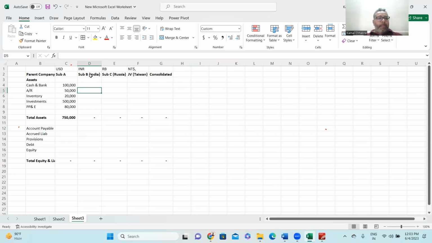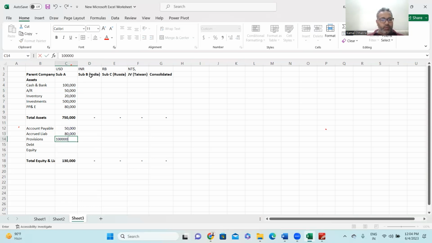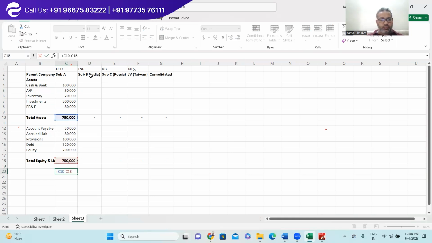So here, let me finish off this example. Let's say you have account payable of $50,000, accrued liability $80,000, you have provision for $100,000, and you have debt of $20,000, and then you have equity of $200,000. Right? So your debit credit matches.